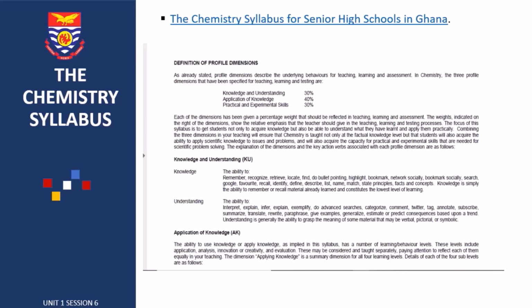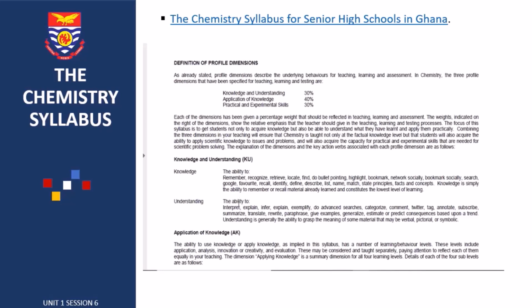Okay, so the explanation of the dimensions and the key action verbs associated with each profile dimension are as it is on our screen. For knowledge, the ability to recognize, remember, retrieve, locate, find, do bullet pointing, highlight, bookmark, among others, are for the knowledge.